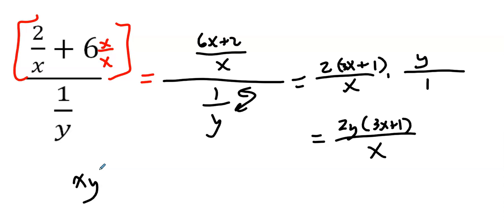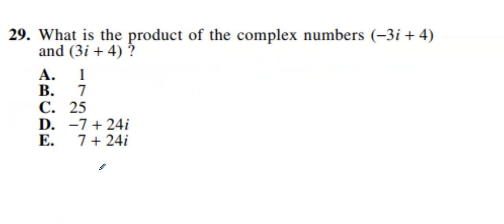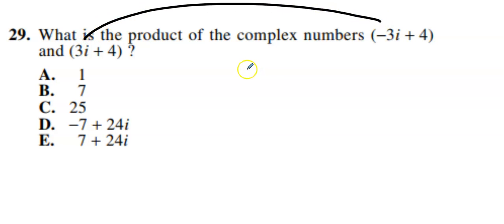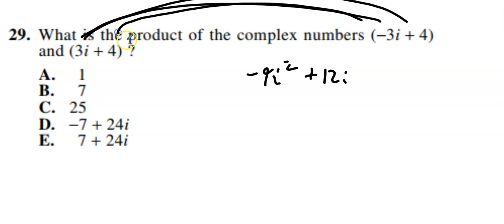That's the lesson for today. Let me look back at this one. So just try this one. Product of the complex numbers, that and that. So when you FOIL that together, let's do that. So first times first would be negative 9i squared. Outside would be plus 12i. Inside would be minus 12i. It's kind of interesting. And last would be plus 16.